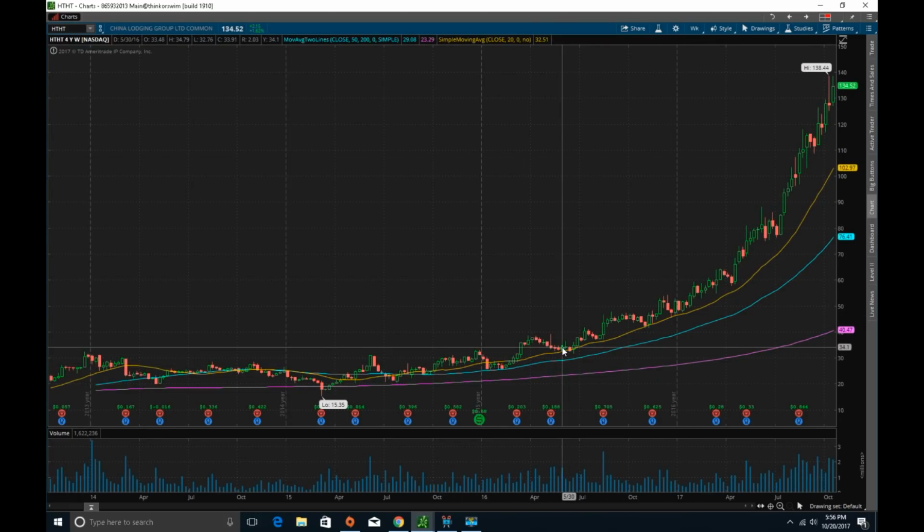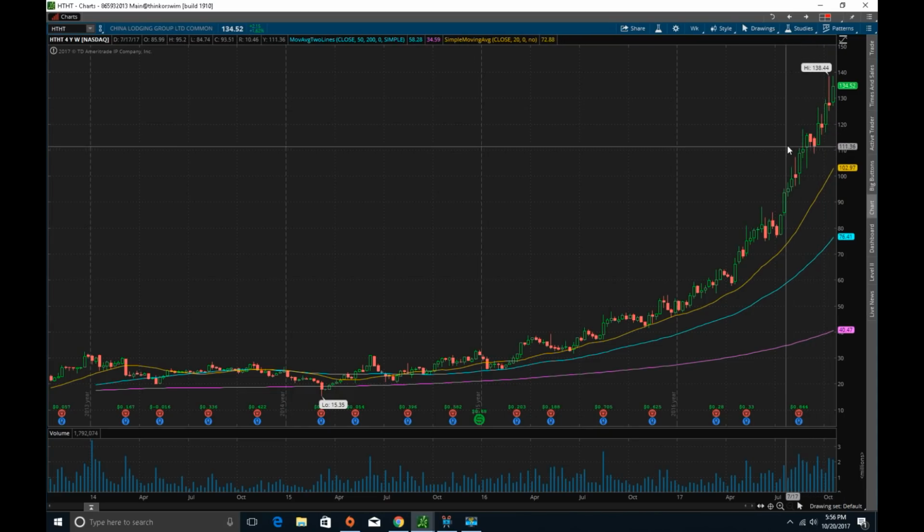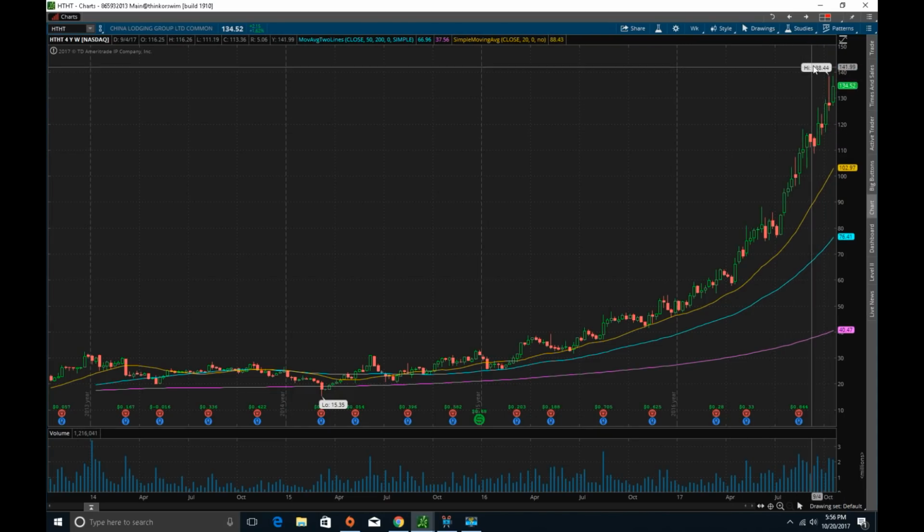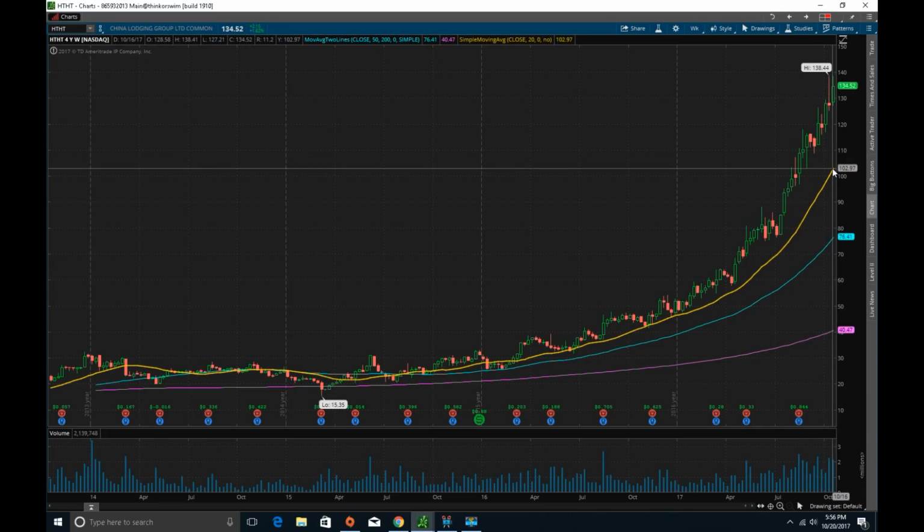It has that 20 weekly moving average. It's just touching it, and then just moves off of it and hasn't retouched it yet. So if you're looking for an entry, looking at the weekly, you would want to wait till that drops back down, and you want to see it bounce again off of the 20.